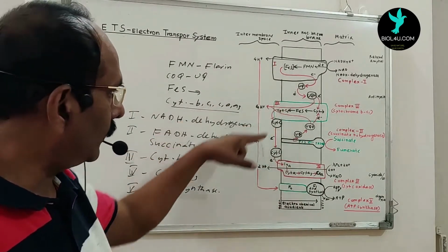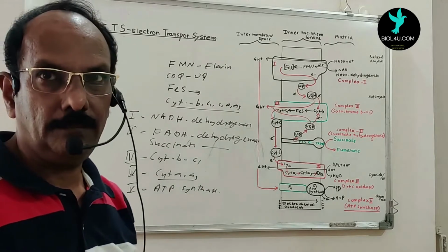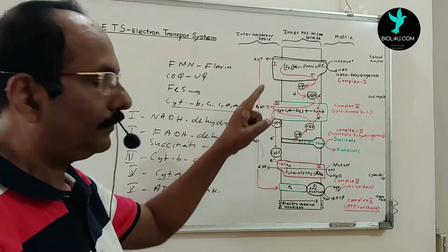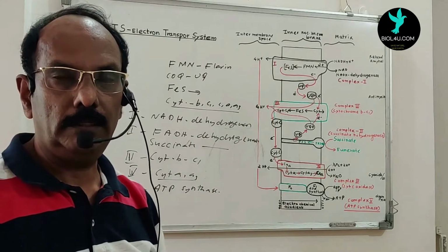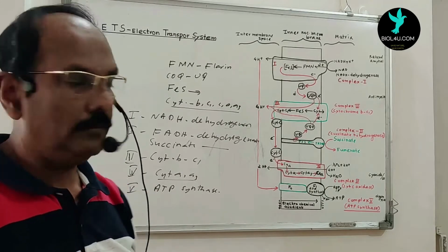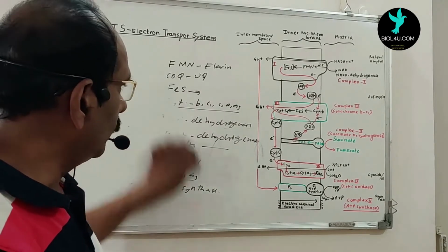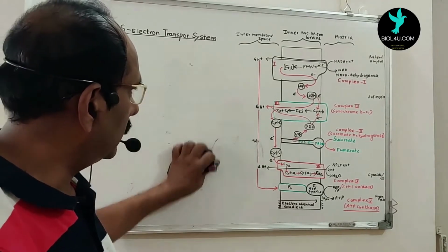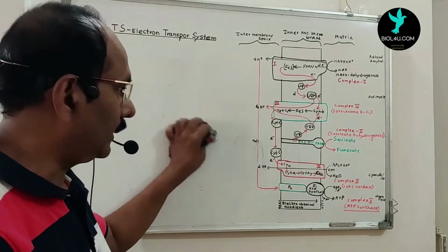So these are the 5 different complexes in the electron transport system. Then, what is the role of the oxygen in the electron transport system? We know that oxygen helps in the complete oxidation of glucose, and finally we get 38 ATP molecules. So where is the oxygen? In glycolysis or in the Krebs cycle, there is no oxygen directly participating.